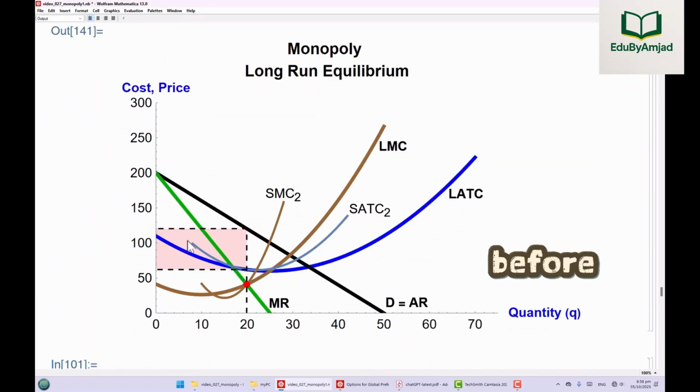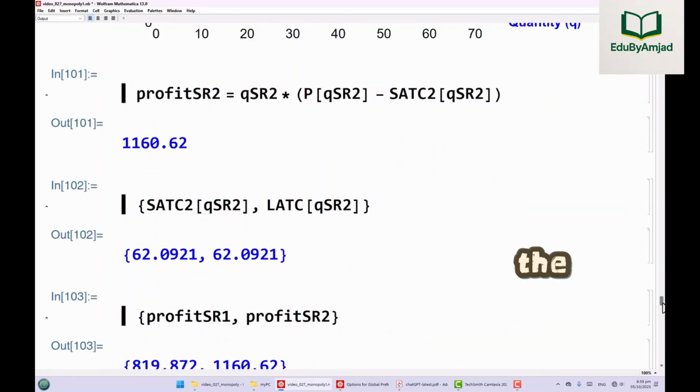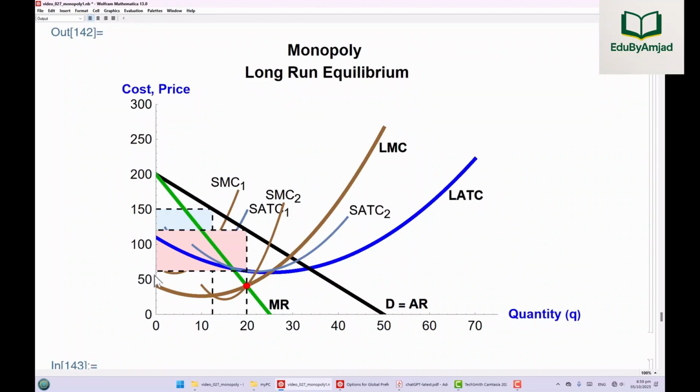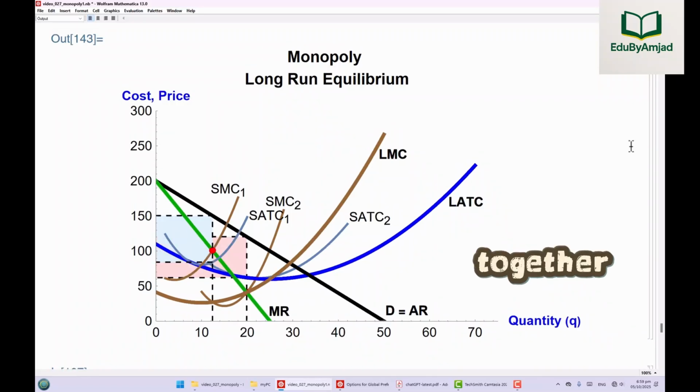As before, monopoly profit is shown by the red shaded rectangle. The profit now amounts to 1,160.62. For comparison, both scenarios are now shown together in a single diagram.